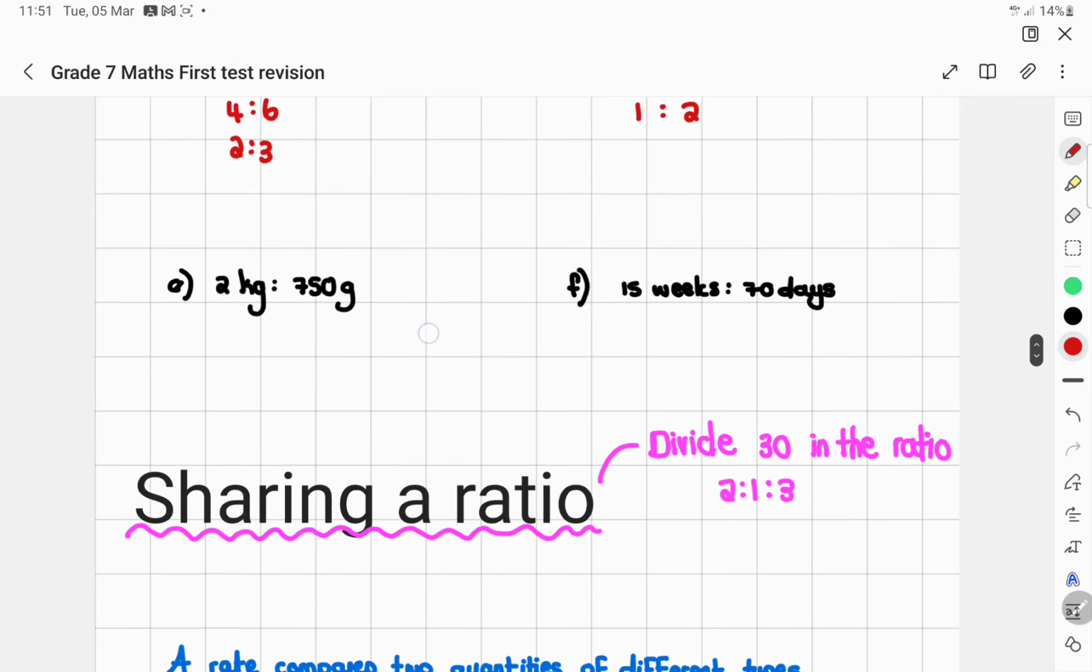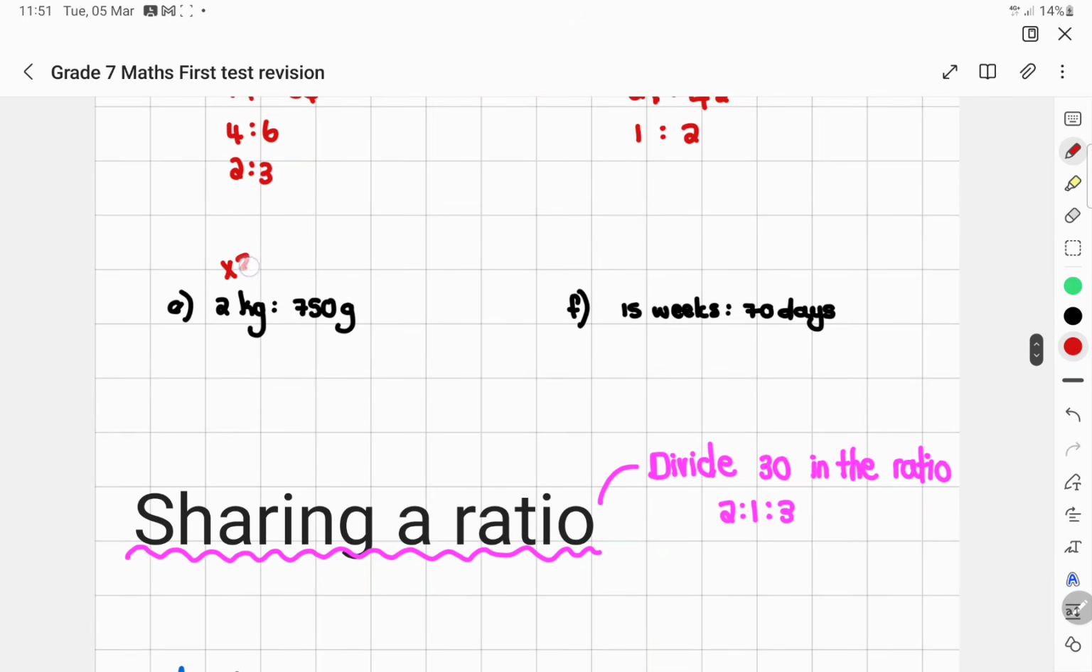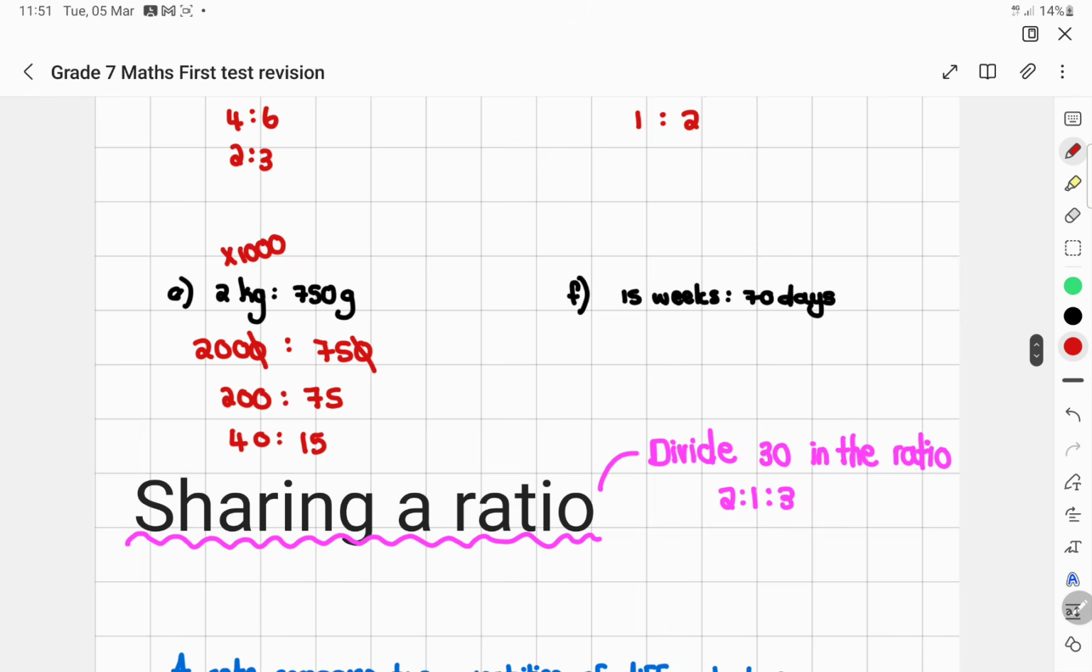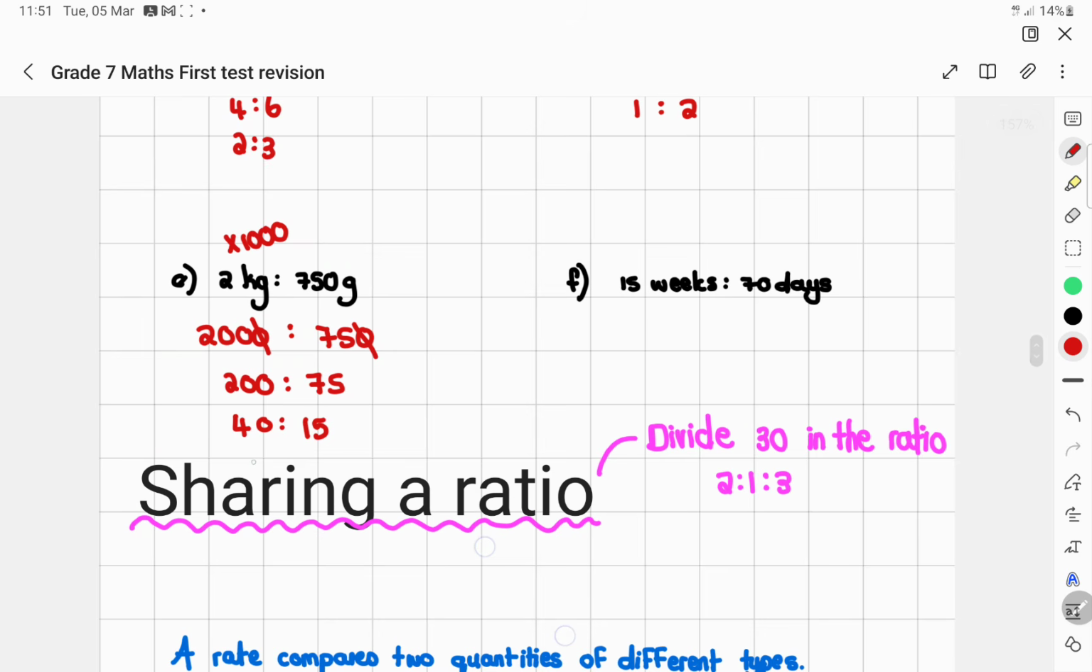Okay, again, kilograms to grams. I'm going to take this and times it with 1,000, which will give me 2,000 to the ratio 750. Divide with 10, so it's 200 to the ratio 75. And then I can take each one and divide it by 5, which gives me 40 to the ratio 15. And again, I can divide it by 5, which gives me 8 to 3.